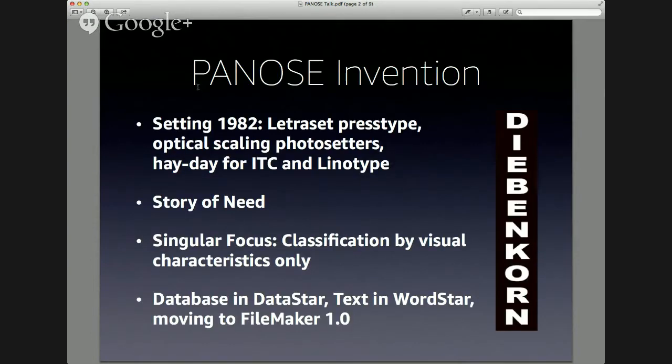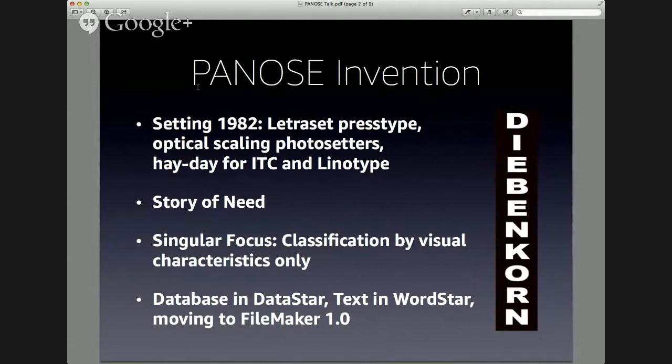So PANOSE was invented in 1982, so a long time ago. I was very young then, I'll say that. It had to do with me taking a studio art course and being asked to go find some letters for a poster for Richard Diebenkorn, who's a modern painter who was hanging a show. My professor said, I need you to go find some letters that are sans serif and black and wide for this vertical poster.